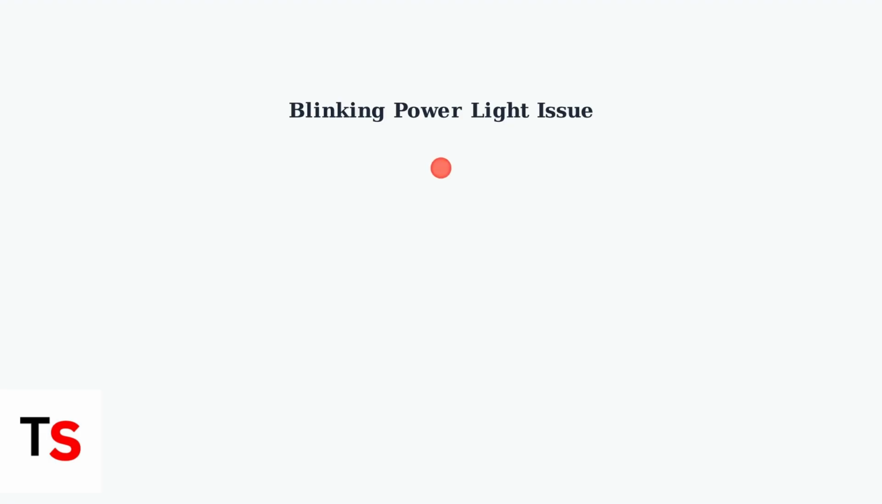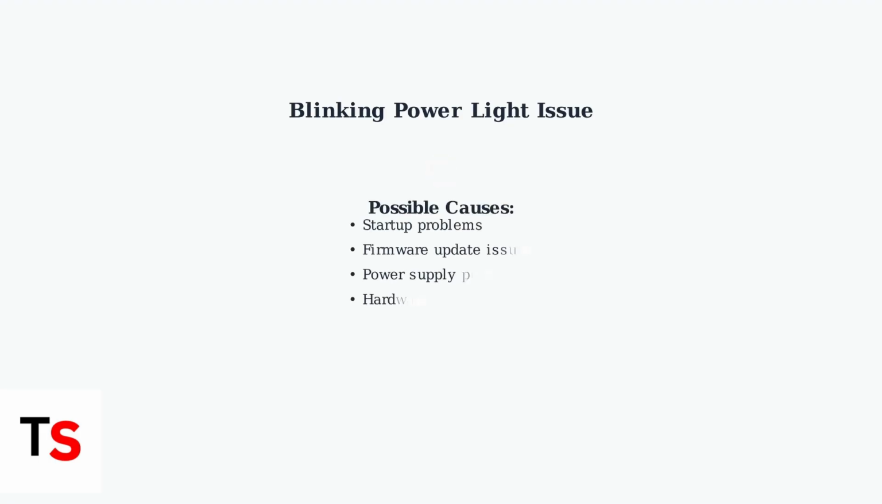If your power light is blinking and then turns off, this indicates a more serious problem. This could be caused by startup issues, firmware problems, power supply failure, or hardware damage. For advanced troubleshooting, try updating your router's firmware through the admin interface. This can resolve many connectivity issues.